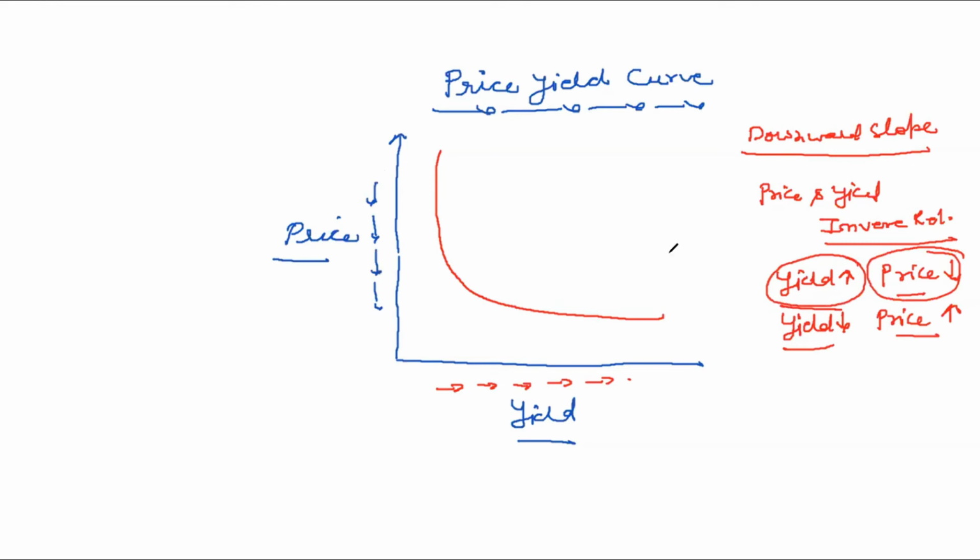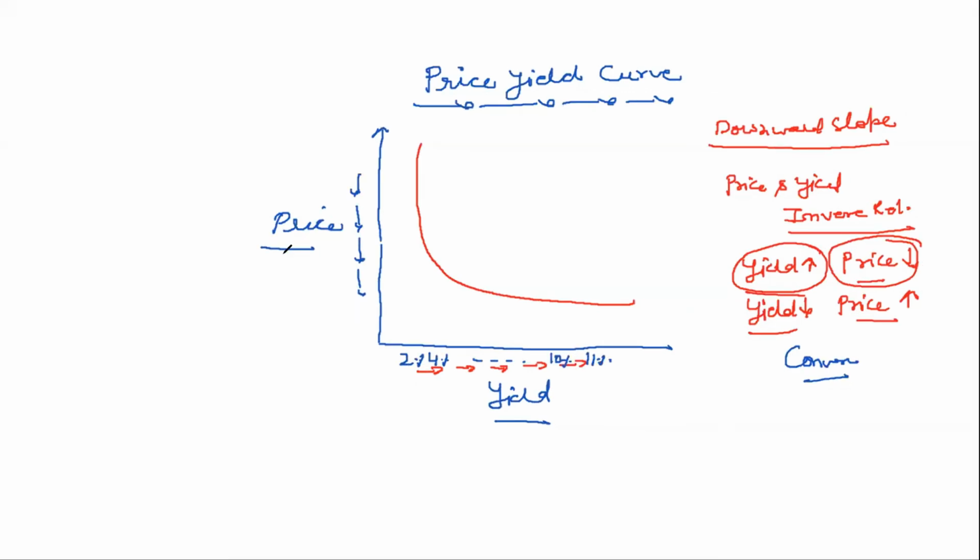Another thing is, why is this curve convex? This is also very, very important to understand. Let's say I take an example here: yield is 2%, here 4%, here 10%, here 11%. Now what is the change in yield? If yield goes from 2 to 4%, it means it is a 100% change in yield.